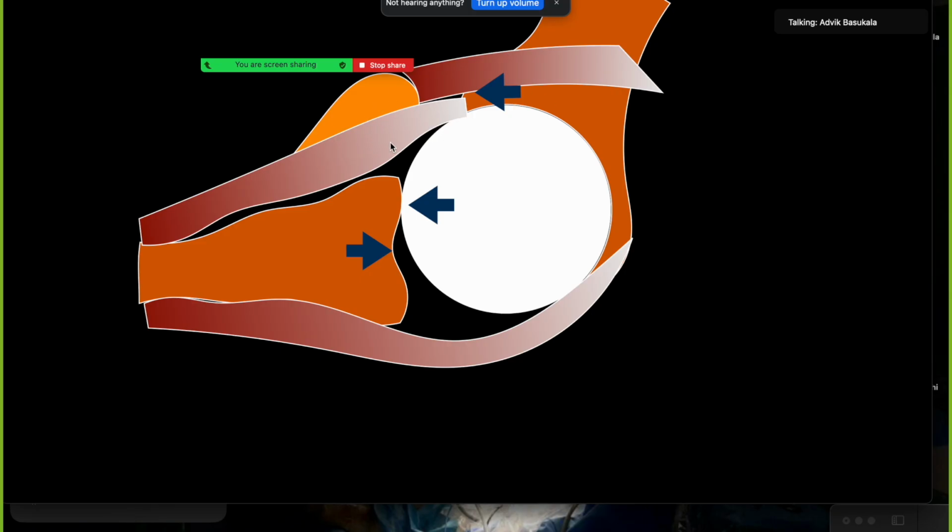head of biceps, and the conjoint tendon is there. All these 3 or 4 structures become stuck, and because of which the shoulder no longer goes into external rotation. That is the main pathophysiology of frozen shoulder.